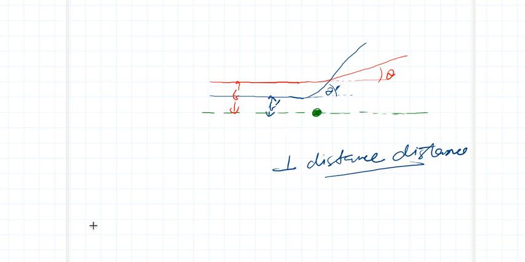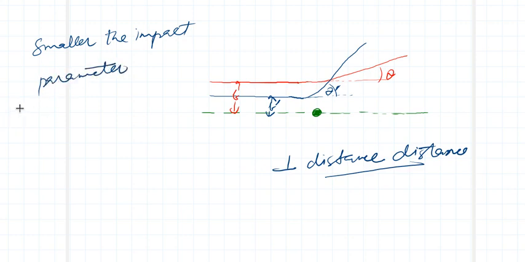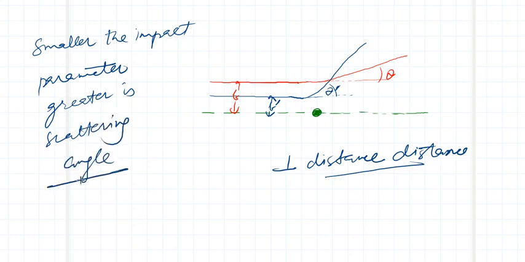So what we are concluding from this diagram is: the smaller the impact parameter, the greater is the scattering angle. Clear?